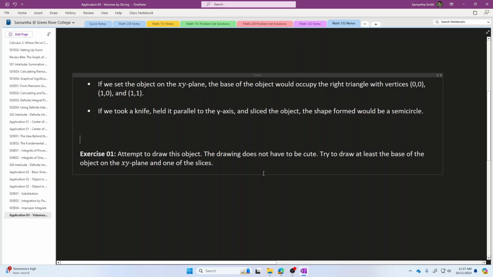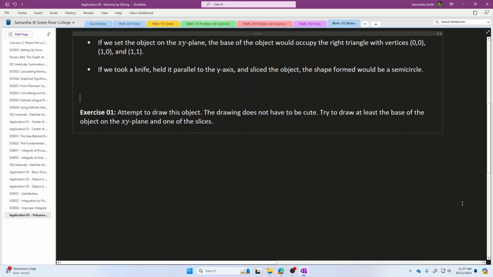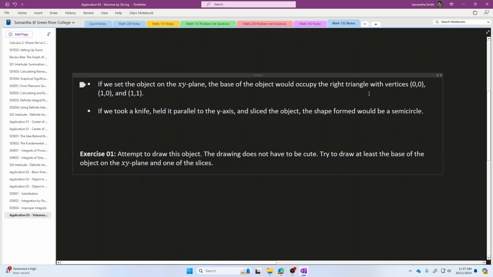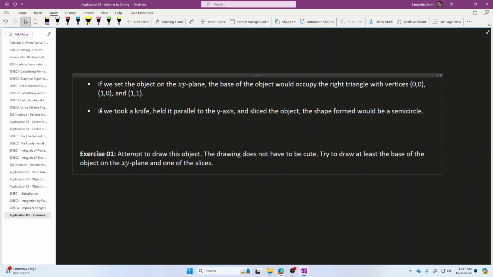The first thing that I will do is try to draw this object by hand, because that is what you would have to do, right? If you were going to draw, you would have to draw the object by hand. But then for clarity, I will also show you what this object looks like using a computerized drawing that will be a little bit more clear. So exercise number 1, attempt to draw the object described in these bullet points. Try to draw at least the base of the object on the xy plane, as well as at least one of the slices that's being described here.